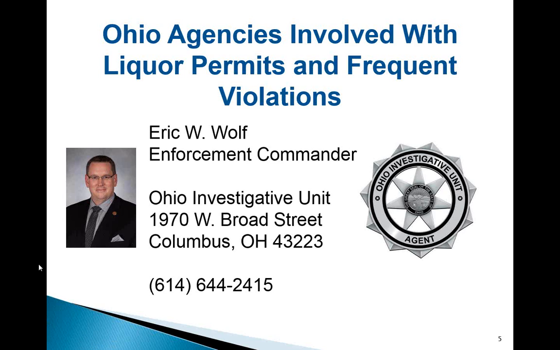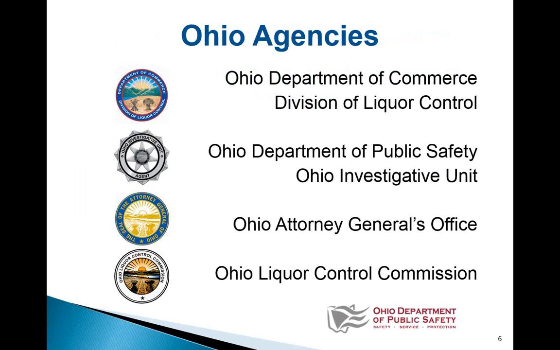Good afternoon. I wanted this afternoon to talk a little bit about Ohio agencies that are involved with the liquor permitting process, some of the frequent violations that are out there, and some assistance that can be provided by the Ohio Investigative Unit. To start off, as you all should know, Ohio is a control state when it comes to alcohol. So if you want anything to do with it, whether you want to manufacture, distribute, warehouse, ship, serve, or sell alcohol, you have to have a liquor permit.